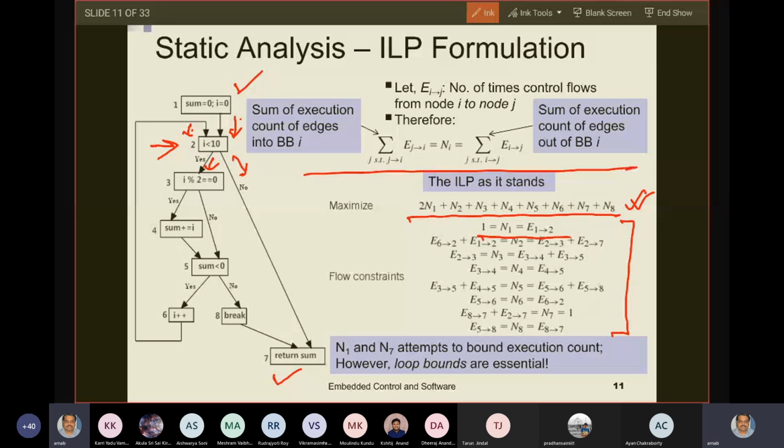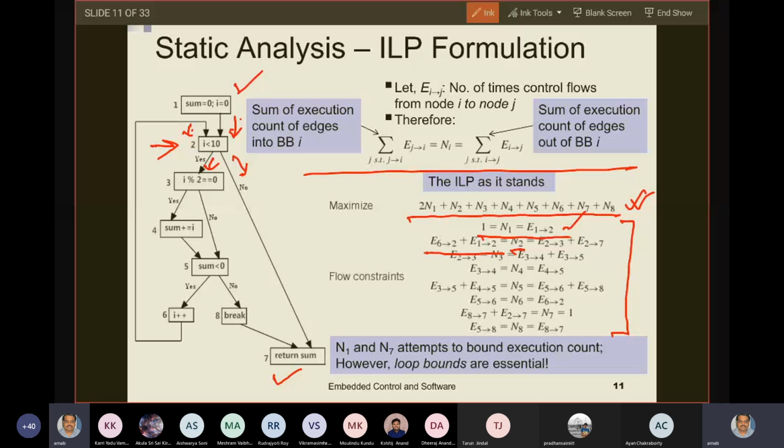With this, basic block 1 is executed one time, and hence E12, the number of times control flows into basic block 2 from basic block 1, is also equal to 1. Similarly, E62 plus E12 equals N2. How many times basic block 2 will execute is equal to the number of times control enters basic block 2 from basic block 6 and from basic block 1.